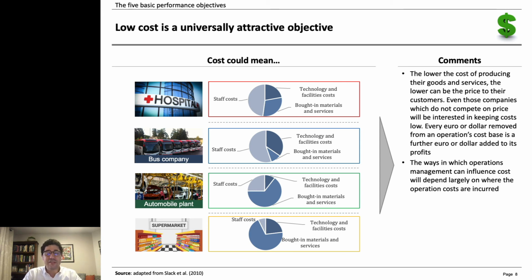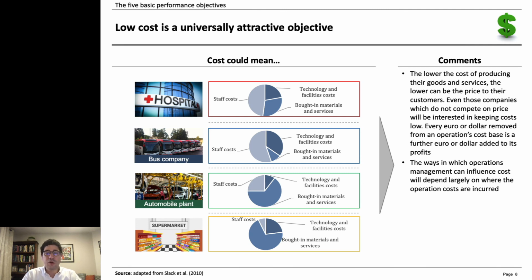On the other hand, at a hospital, you have little inventory. Most of the cost is staff costs, personnel costs. In an automobile plant, you have some material, a lot of material, some staff costs, not at the same proportion as the hospital, but not as little as a supermarket. It's somewhere in between.